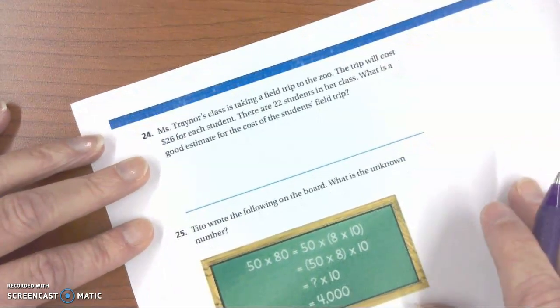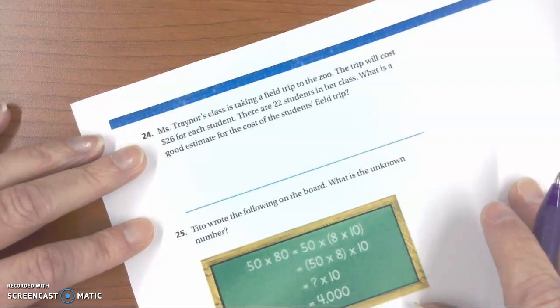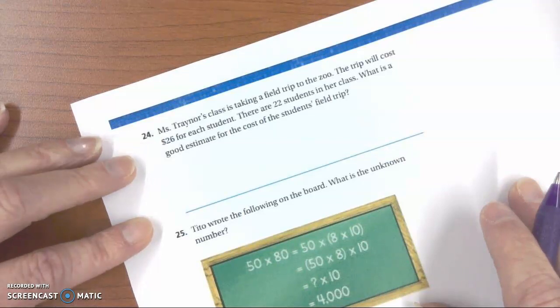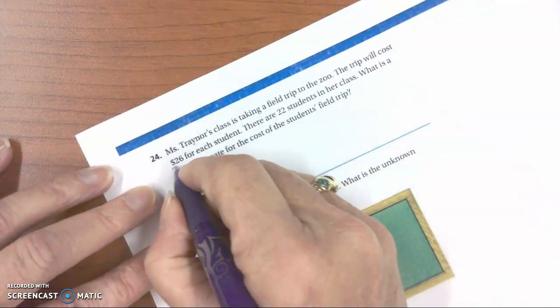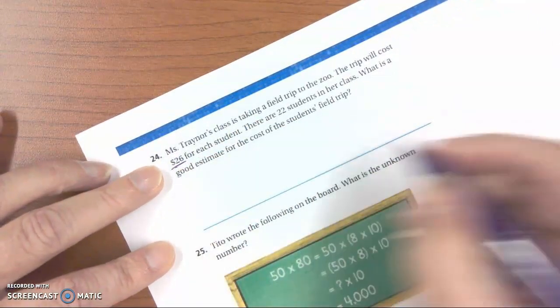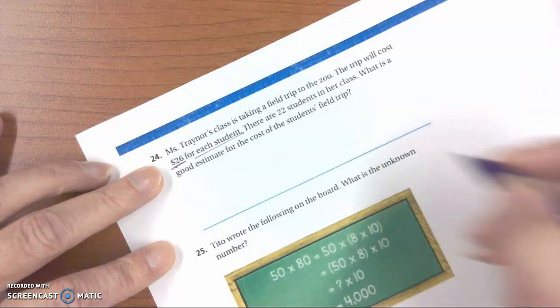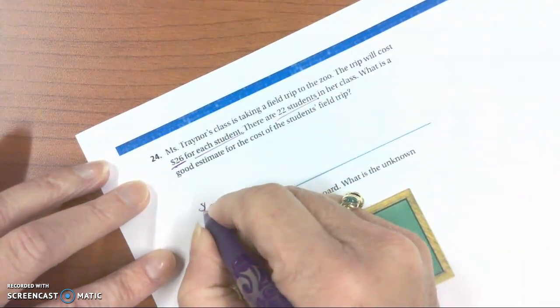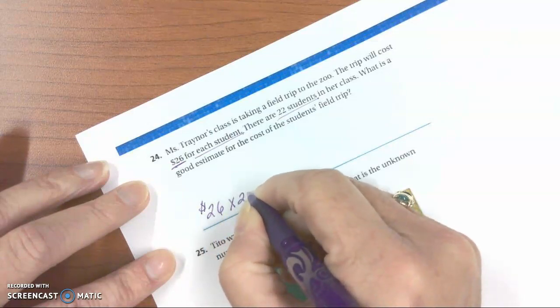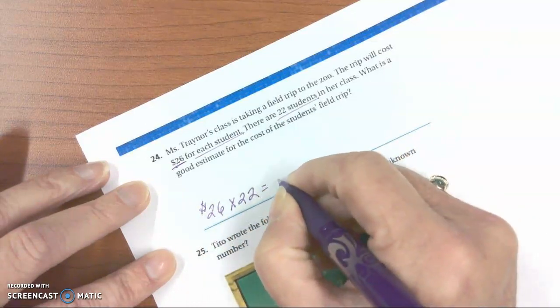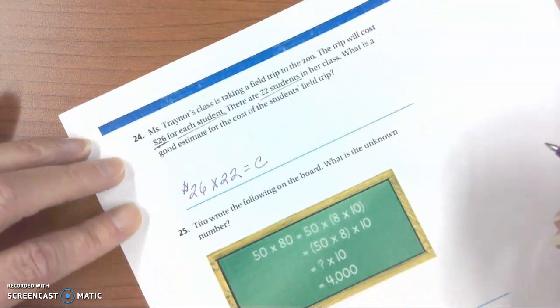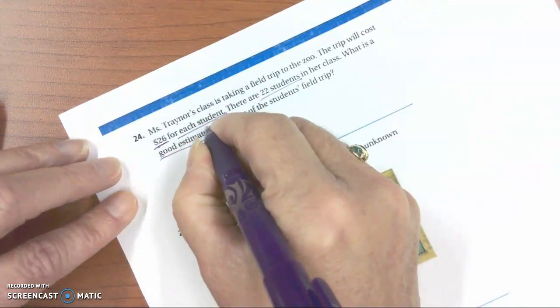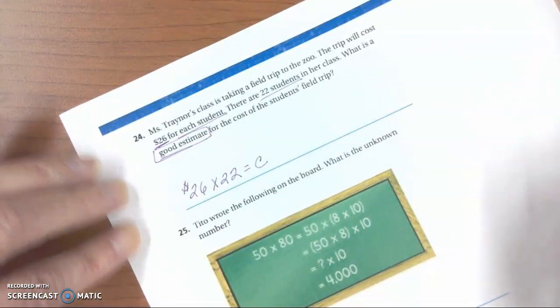The trip will cost $26 for each student. There are 22 students in her class. What is a good estimate for the cost of the field trip? So we see that the cost for each student is $26, and there are 22 students. So $26 times 22 students equals the actual cost, but it asks us for a good estimate. So we have to read carefully.